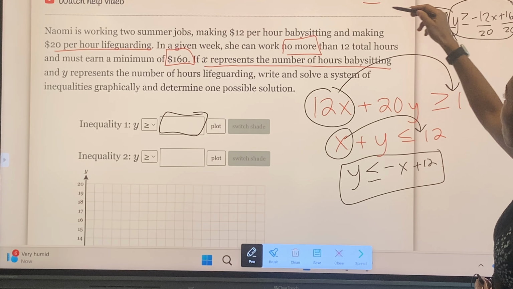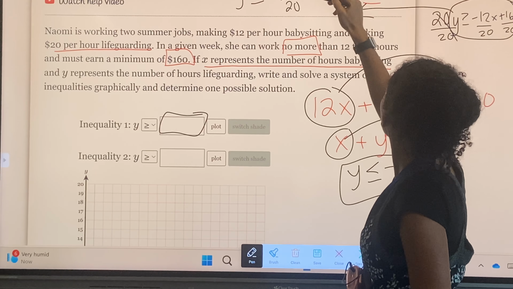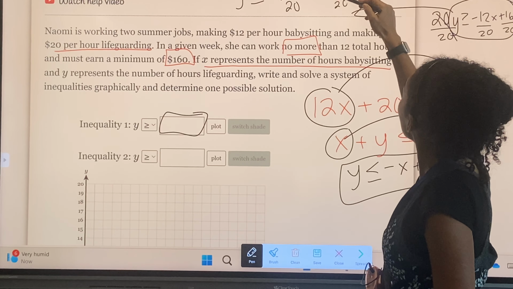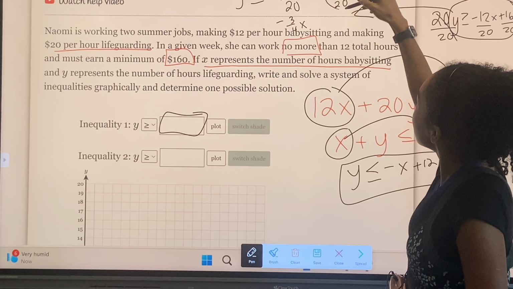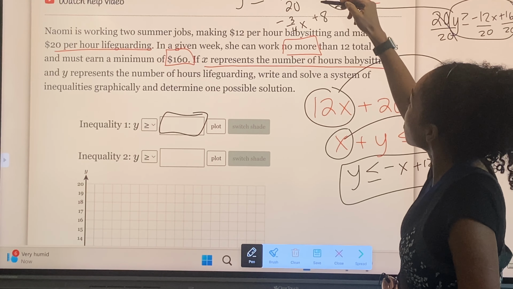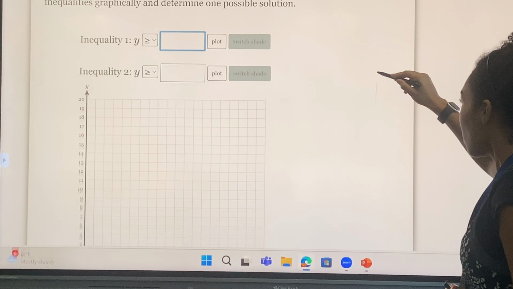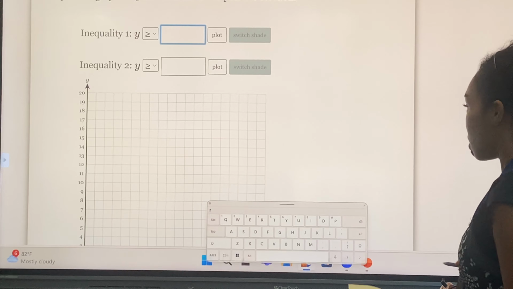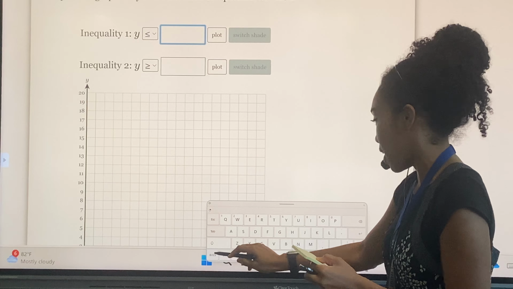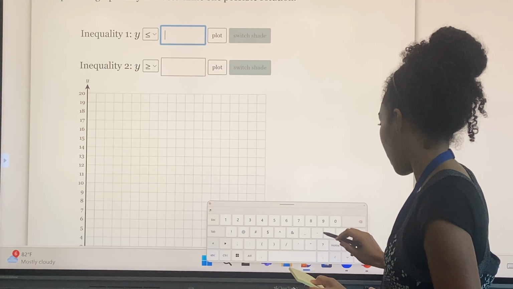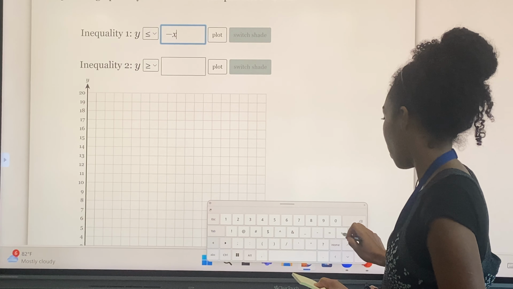Okay, so I'm gonna bring this over here. So far we have Y is greater than or equal to negative 12 over 20X plus 160 divided by 20. This simplifies to negative 3/4 X, and this simplifies to plus 8. So this is what I'm gonna type into my graph here. So right here, my first equation is Y is, change the symbol to a less than or equal to symbol, and we have negative X plus 12. That was one of our equations.